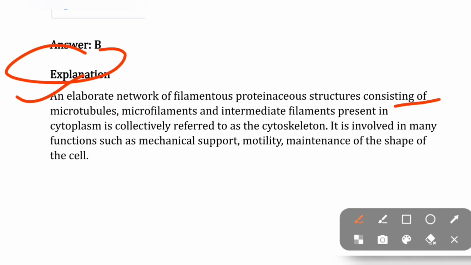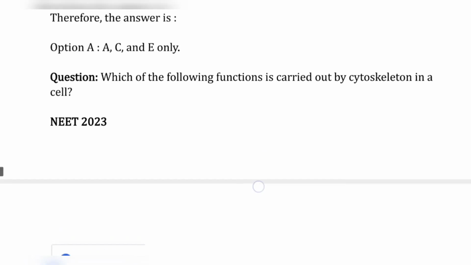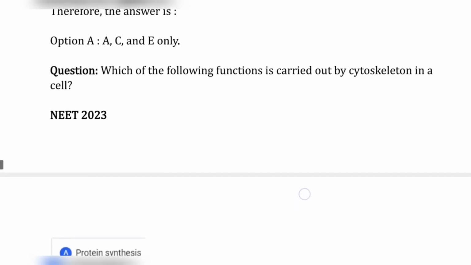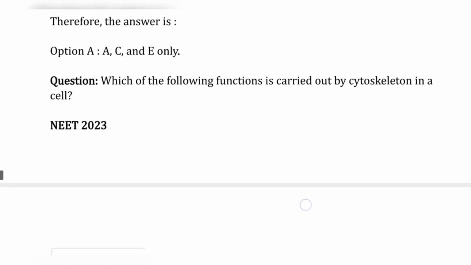microtubules, microfilaments, and intermediate filaments present in the cytoplasm is collectively referred to as the cytoskeleton. You must have read this. It's involved in many functions such as mechanical support, motility, maintenance of the shape of the cell. You have to remember which one maintains the shape of the cell, that are the peroxisomes. Cytoskeleton, sorry.